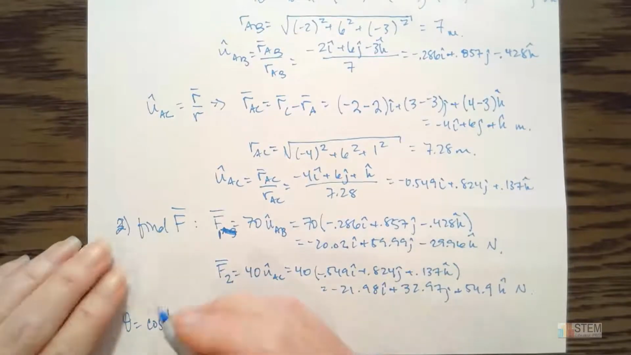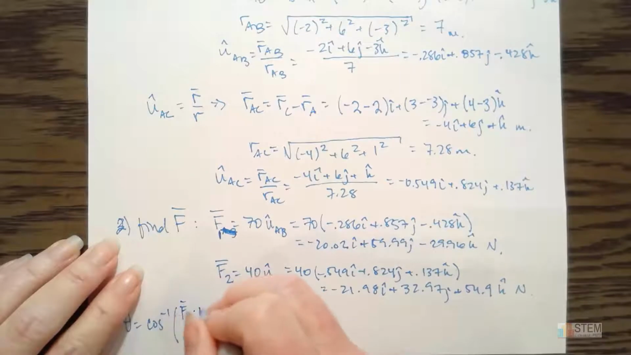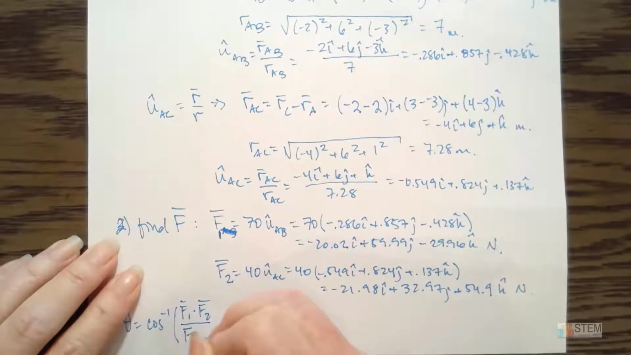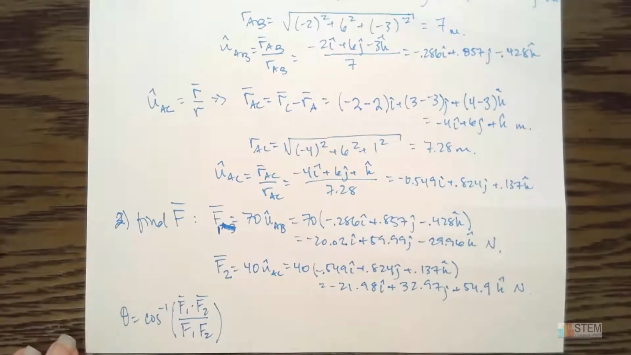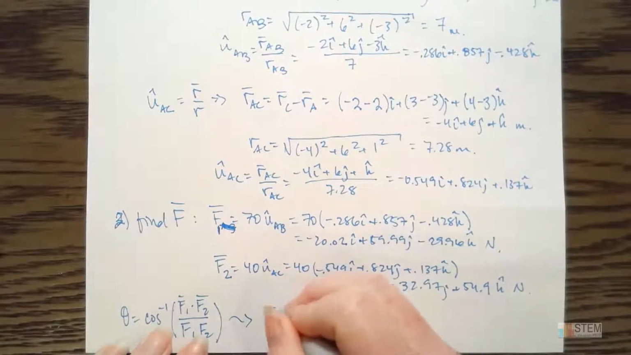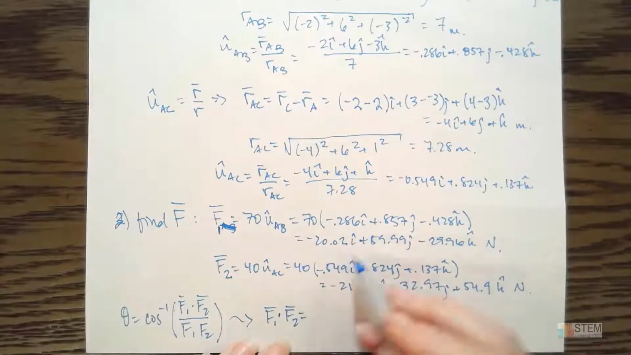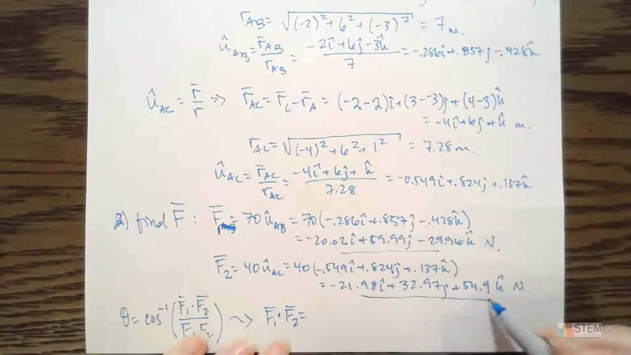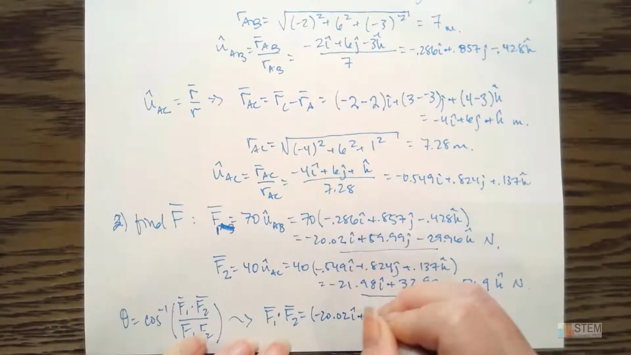All right, so theta, remember, is going to be the arc cosine of F1 dotted with F2 over the product of those magnitudes. Okay, so first let's focus in on finding the dot product. So let's do F1 dotted with F2. So we're going to take this vector and then this vector, and we're going to dot them together.